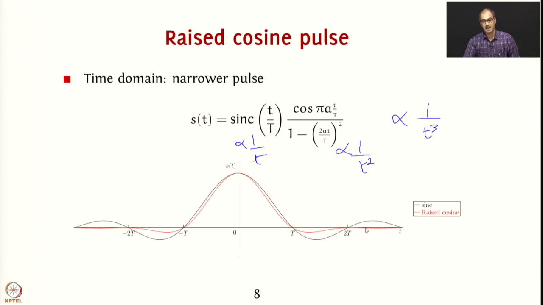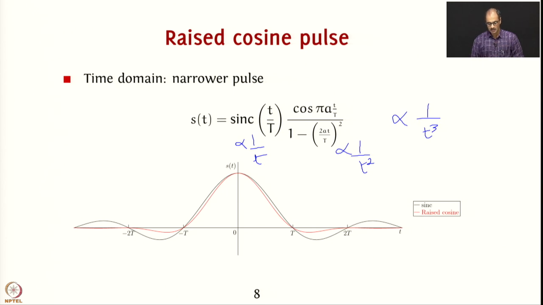In fact, you can even ignore its amplitude after 2T, while for the sync, it's actually pretty high. In fact, for the sync, it goes down as 1 upon t. So we may need to go at least 10 or 11 times T into the time axis to have a small enough amplitude. This way, the raised cosine gives you a much more advantage in the time domain, in that it does not cause too much of an issue when you go even two or three symbols away, unlike the sync.